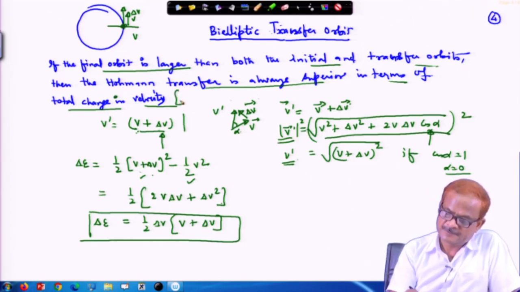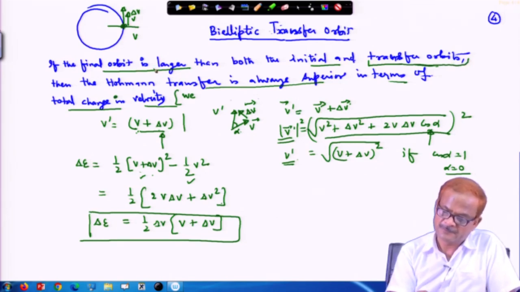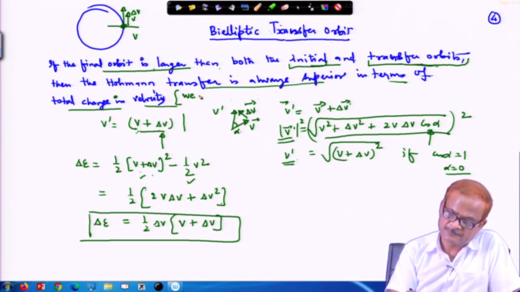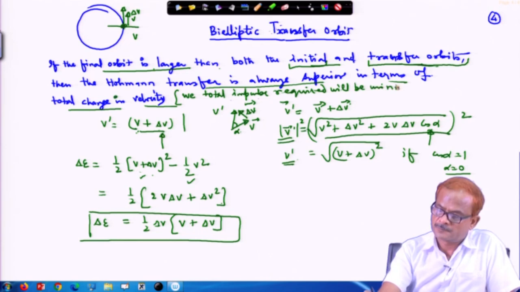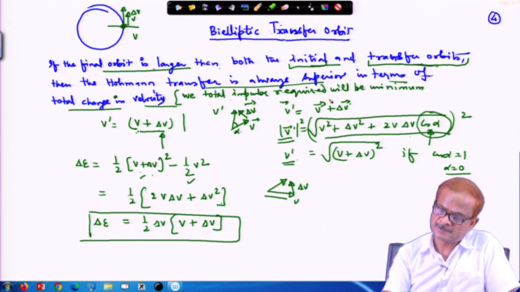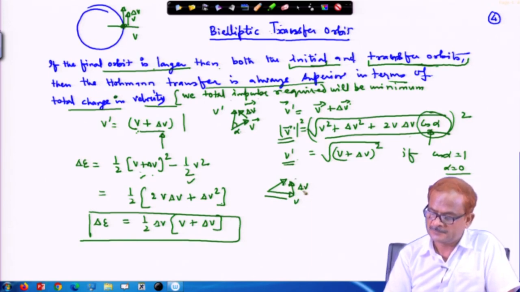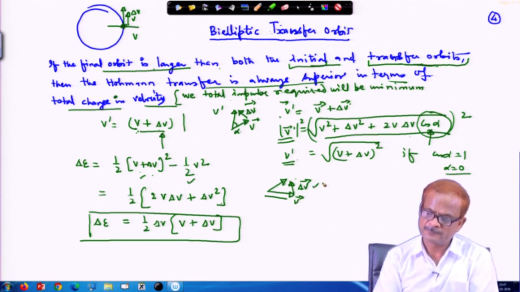Simultaneously I would like to state that we have to remember this holds only if the final orbit is larger than both the initial and the transfer orbit. Then the total impulse required will also be minimum. As we can see from this, if the two vectors are inclined, V in this direction and delta V in that direction, we are not going to get a proper change in velocity. To achieve the same velocity, you require more energy or a larger value of delta V.